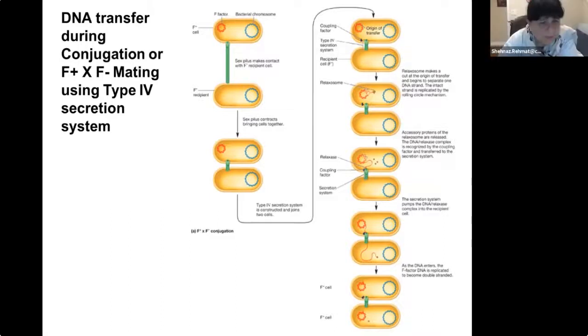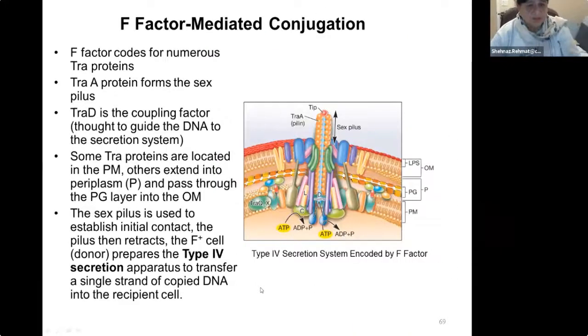Okay, so think about it, look at it. I don't want the details about conjugation. I want to only emphasize, remember, the type 4 secretion system. So the next slide will show you the secretion system encoded by the F factor. And we are not describing every one of the proteins. It is a very complex channel through which the DNA will be transported across.